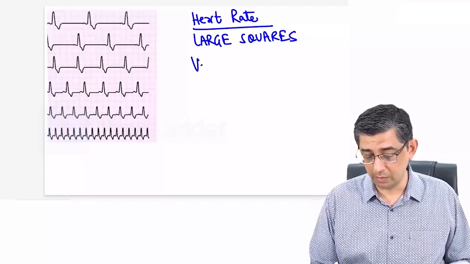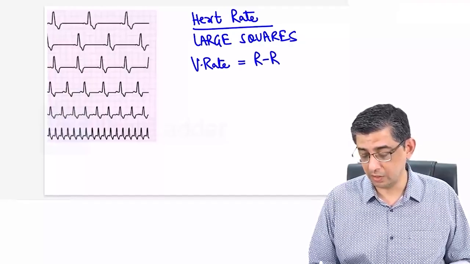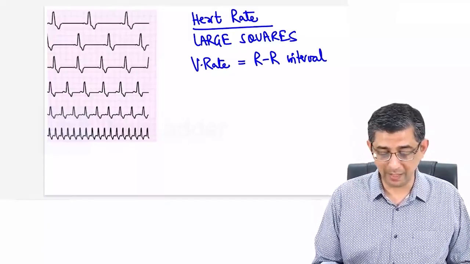And how do you determine the ventricular rate, guys? That's going to be the distance between the R and the R waves, which we are going to call the RR interval. Now let's look at a couple of examples here.